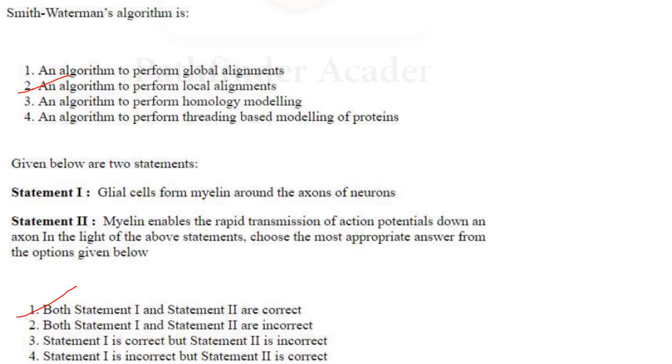Smith-Waterman algorithm. It is an algorithm to perform local alignments. Answer is option 2. Needleman-Wunsch is for global alignments. So the answer here is option 2.